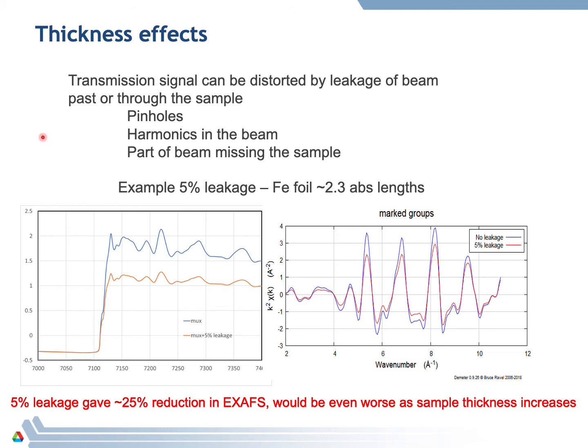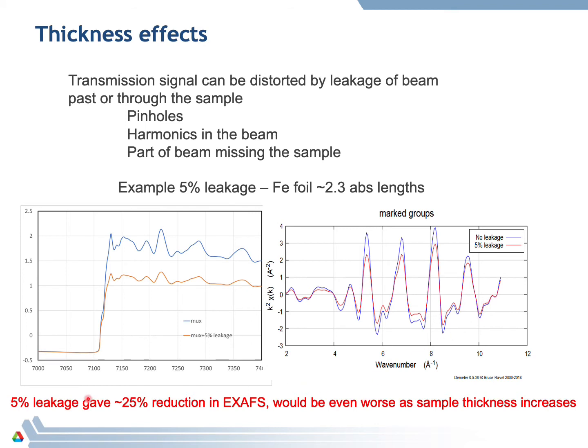So I just calculated an example here. If we assume there's 5% leakage, this was just for an iron foil, a little more than 2 absorption lengths thick, and we had, say, a hole in the sample that allowed 5% of the beam through, you can see it's quite significantly distorted. You can see that the amplitude of the XAFS is quite reduced, and the edge step is reduced. You can also kind of see here that as the sample gets thicker, the effect is bigger. So the reduction here of the oscillations is greater than the reduction of this near edge feature.